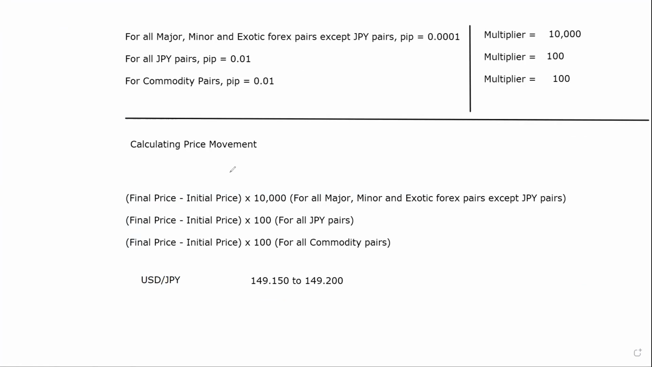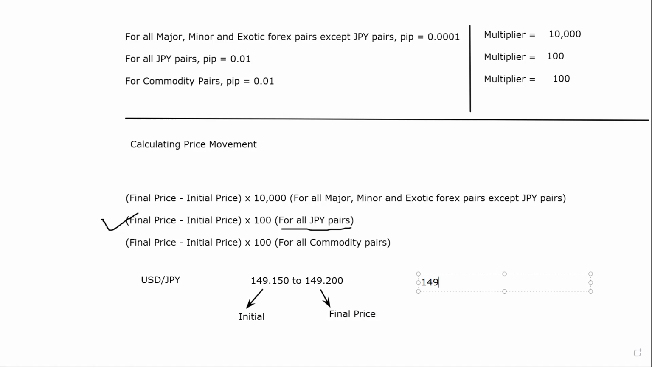So which formula are we going to apply for all JPY pairs? This formula will be applied. What is the formula? It's very simple. First of all, you need to identify the initial price and the final price. This is the initial price, and this is the final price. We have to plug these values into this formula, and we will get our answer. It's very simple: final price minus initial price.